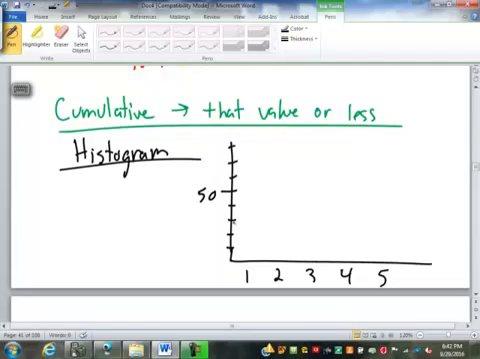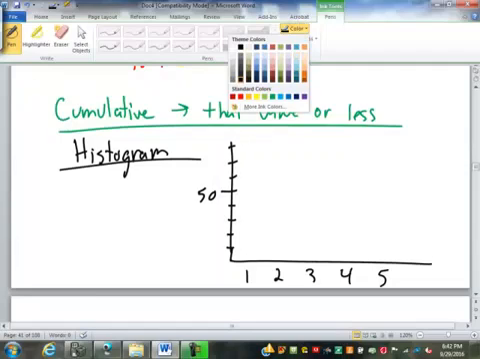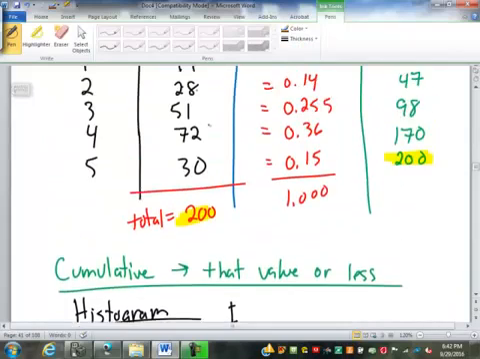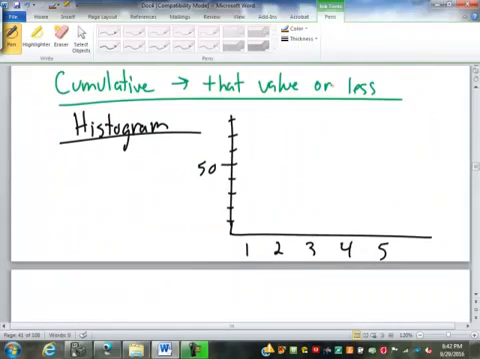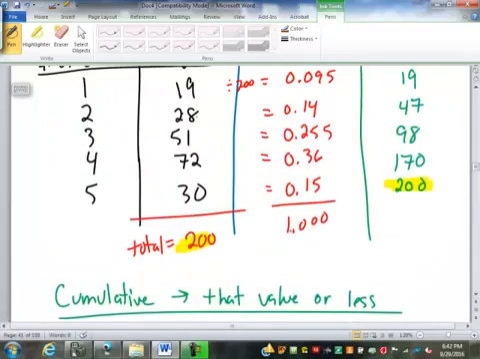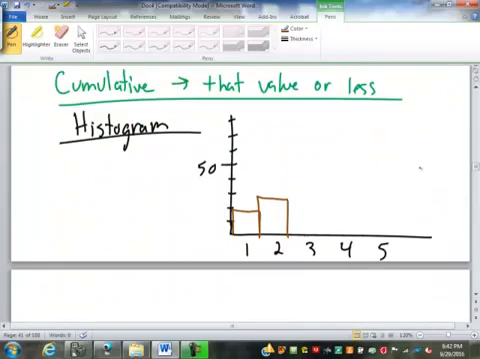So this one's labeled by tens. There's going to be another difference that comes up here. We had 19 with one class and 28 with two. Three classes was 51 and 72 for 4.